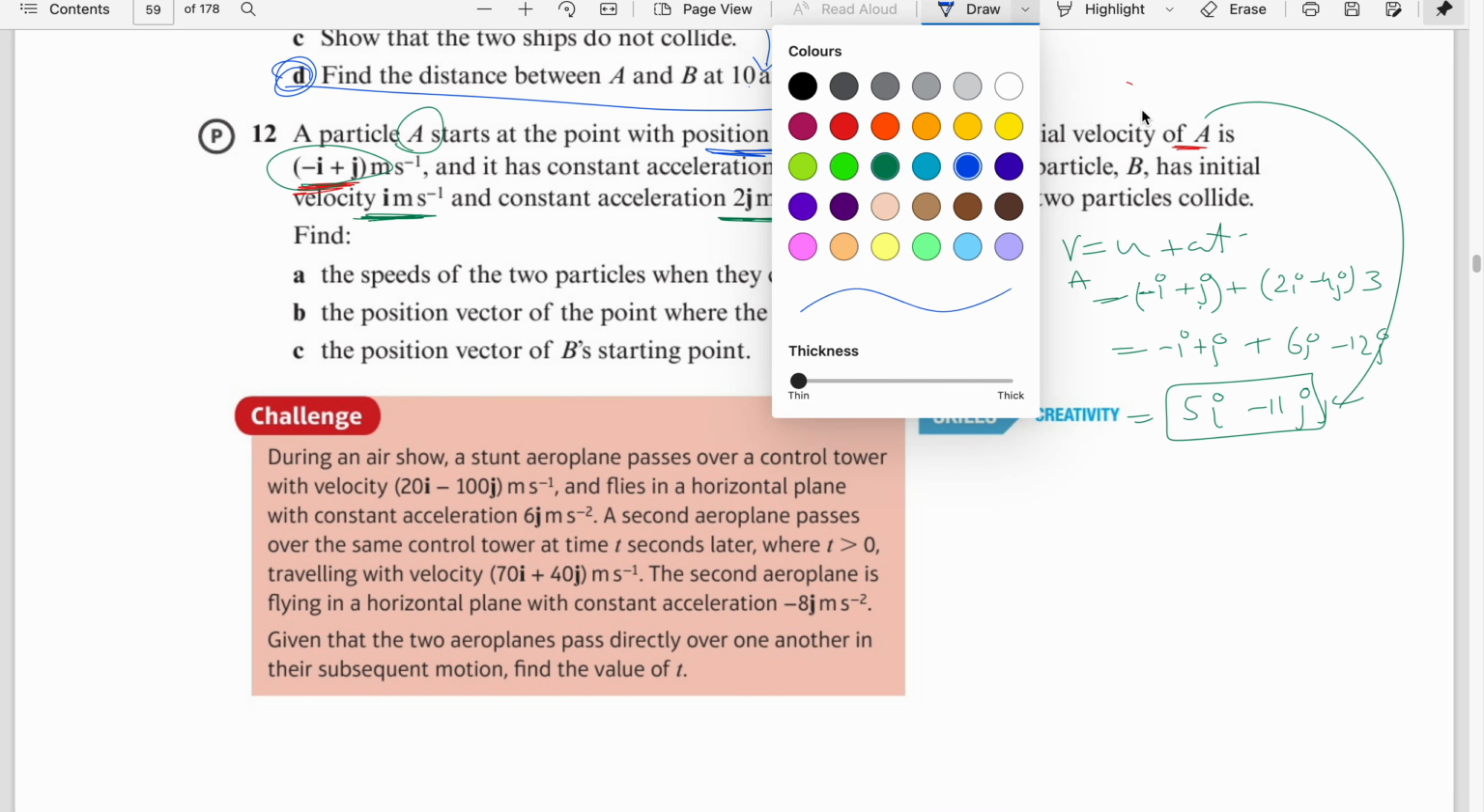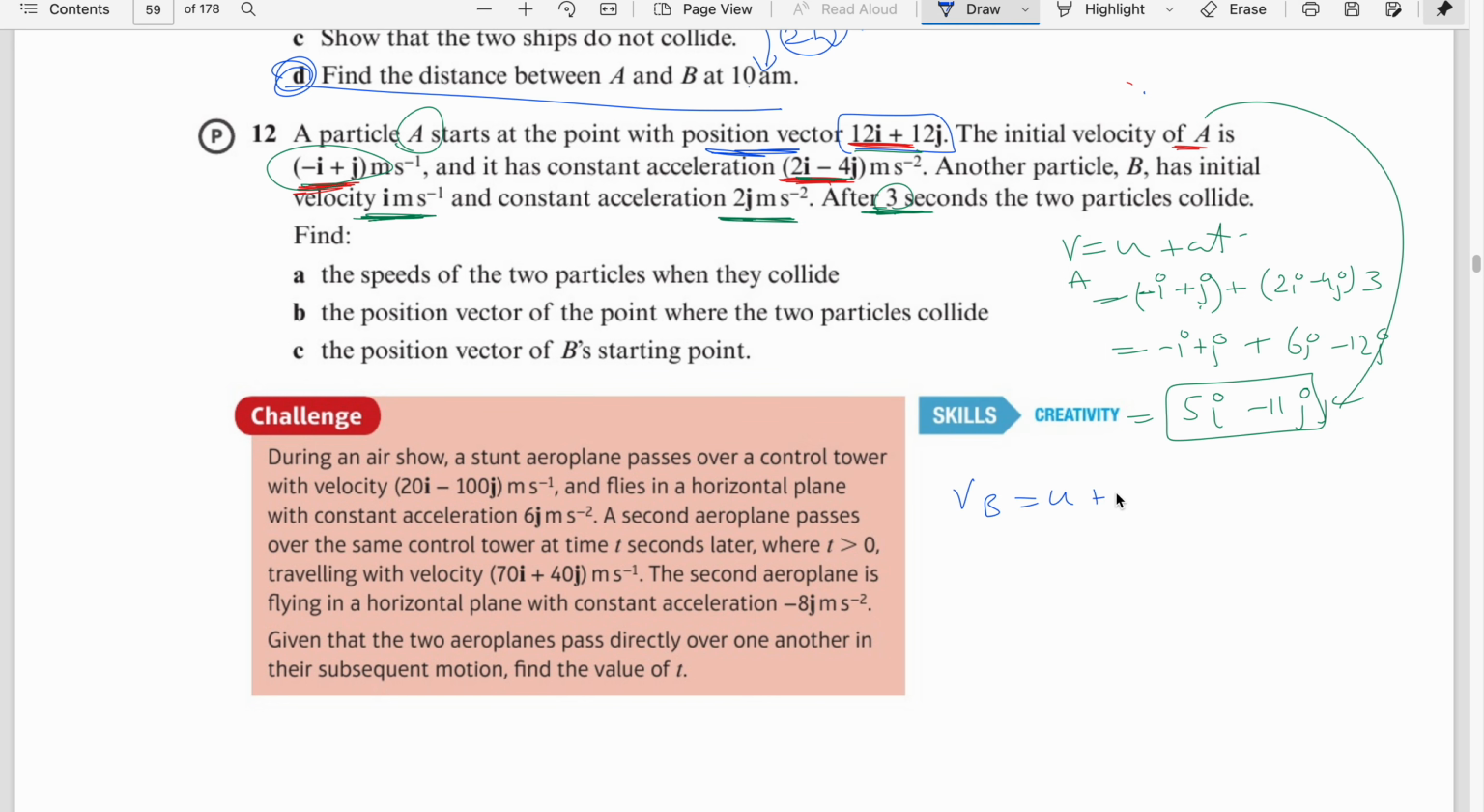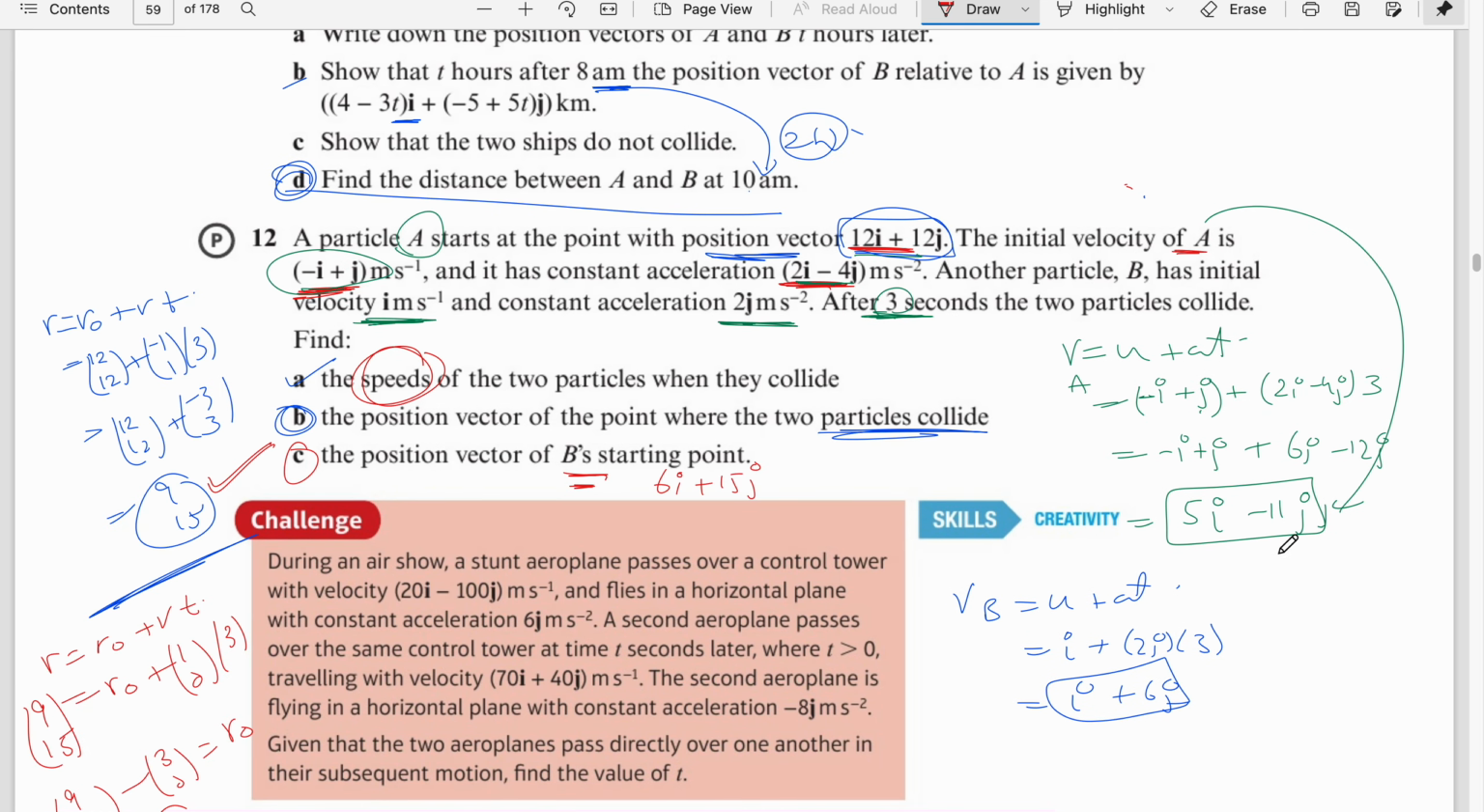And for B, velocity of B is equal to u plus at. So initial velocity of B is i, acceleration is 2j, and time 3 seconds later is this. So for speeds we needed 5 squared plus 11 squared, whole square root, is 12.1 meters per second, and speed of B is 1 squared plus 6 squared, square root 37, that is 6.08 meters per second. And position vector when they collide.